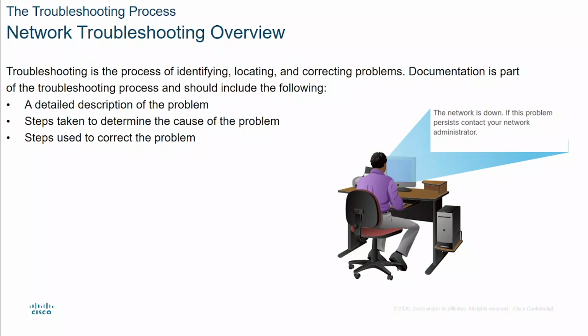So in cybersecurity, for example, there's something called a cybersecurity playbook. A playbook consists of several threats that you have probably solved or mitigated over your experience. Different organizations have their own cybersecurity playbook that they have come up with. So the documentation of how you solve the problem is what is added to the cybersecurity playbook. Documentation is part of the troubleshooting process and should include a detailed description of the problem, the steps taken to determine the cause of the problem, and the steps used to correct the problem.